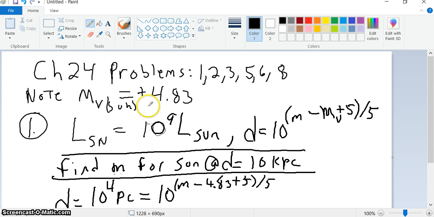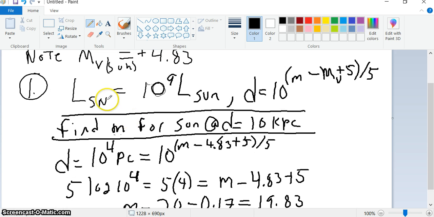One thing to note, I didn't write this very well. The absolute magnitude of the sun. That's supposed to say sun right there. The absolute magnitude, which is capital M sub V for our sun, is positive 4.83. This is the number that we're going to use for this chapter, so that'll get us better results. In the last chapter, I think I got a little sloppy and I rounded this to 5. This will be a little bit better.